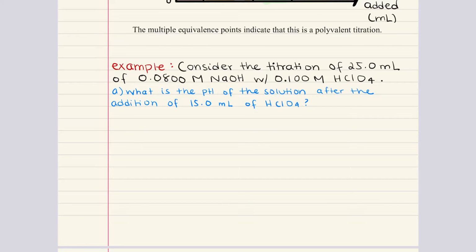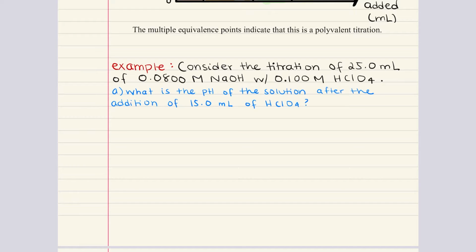This problem says, consider the titration of 25 milliliters of 0.08 molar sodium hydroxide with 0.1 molar perchloric acid. What is the pH of the solution after the addition of 15 milliliters of perchloric acid? Now, whenever you're solving titration problems, do not try to memorize an algorithm that might not work in every case. Instead, we really want to focus on the chemistry. In other words, you should write the net ionic equation for the reaction that is occurring.